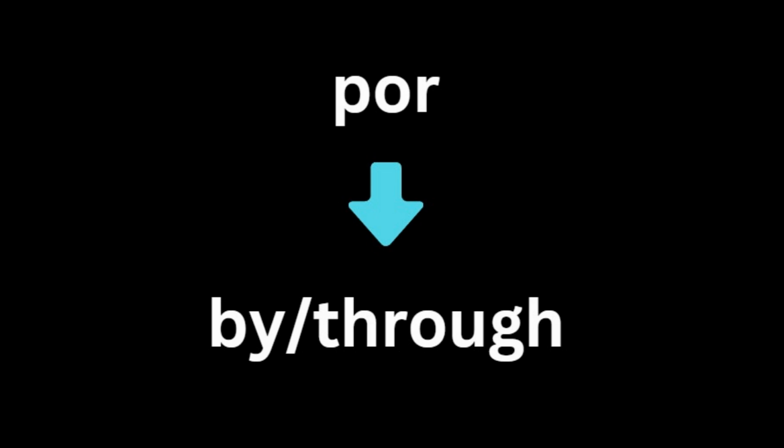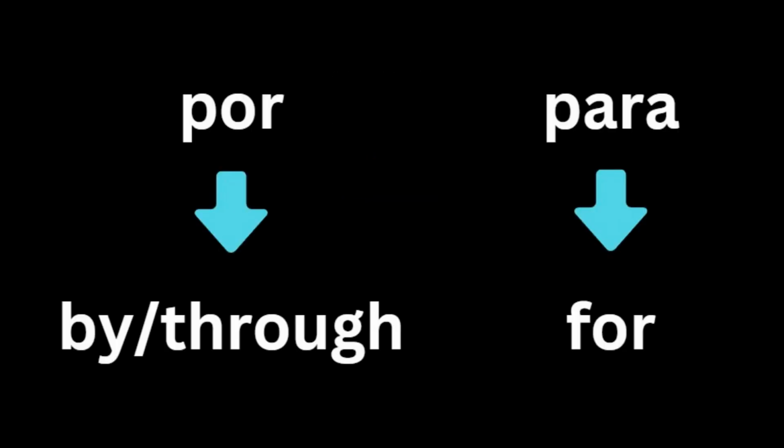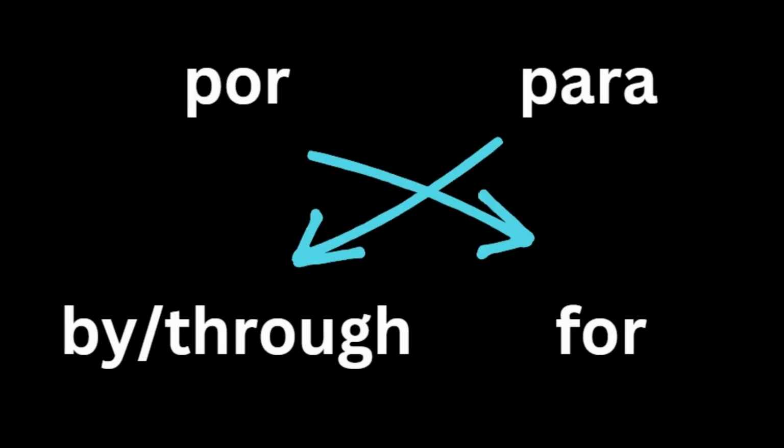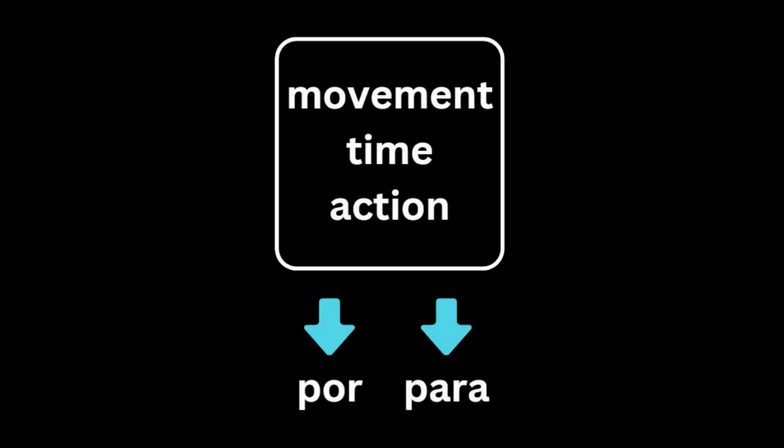Por in Spanish means by or through, and para means for. Sometimes the two prepositions have the same meaning but are used in different situations, so you cannot use them interchangeably. In this video, I'd like to explain all the differences between them and how to use them in what context, mainly speaking of movement, time, and action, which both por and para use, but in different circumstances.